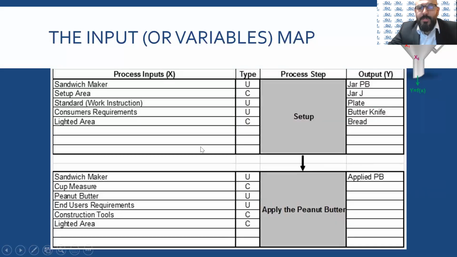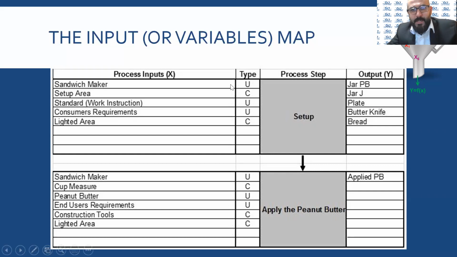Right here, we go deep into the setup process and we come up with the input and output, the XY diagram. Now we're talking about variables, and it will give you an idea of what is needed. So, for example, in the setup, only one process. Let's go deeper and find more details about the setup. In the setup, you will see sandwich maker, setup area, standard, which is work instructions. There should be some work instructions around customer requirements, lighted area.